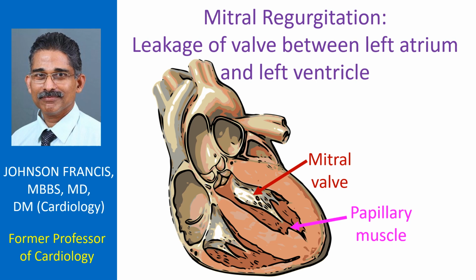Mitral regurgitation, leak, can occur as a result of damage to the valve leaflets or due to papillary muscle dysfunction. Papillary muscles are the nipple-shaped muscles which hold down the leaflets of the mitral valve when the left ventricle contracts and prevent them from billowing back into the left atrium. It can also occur when the left ventricular cavity is dilated.